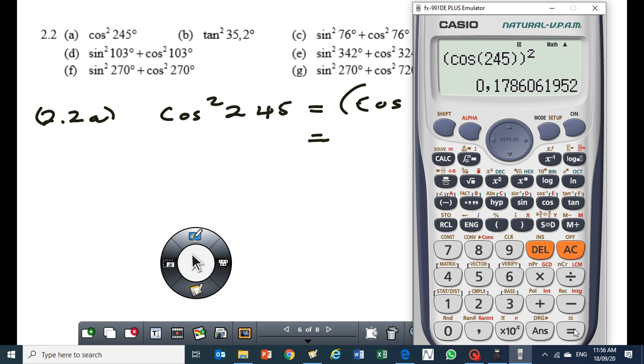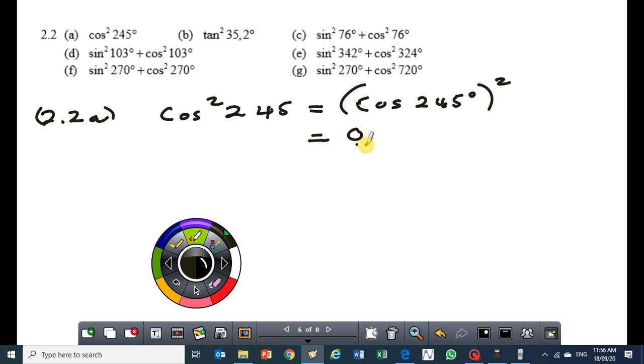Press equals. So your answer is going to be 0.179. So that will be 0.179.